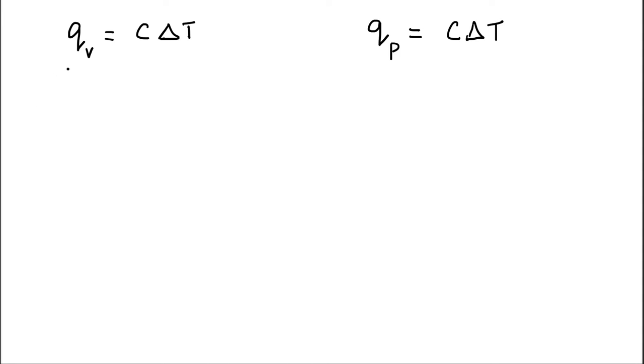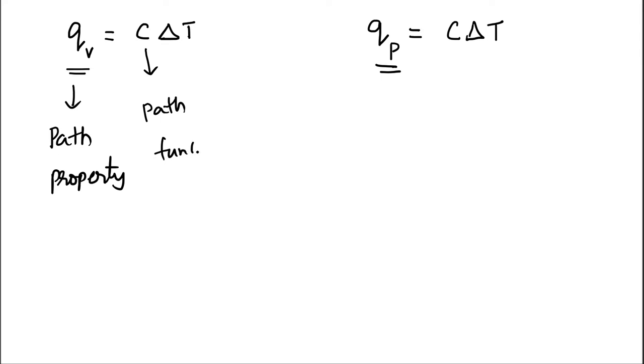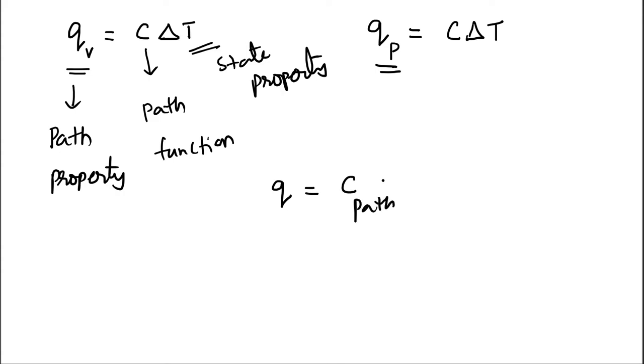Q is actually a path property. This is a path property. And temperature is a state function. So what can we infer from this? This C must be a path function, because temperature is a state property. Therefore, we can say Q is equal to C path times delta T.